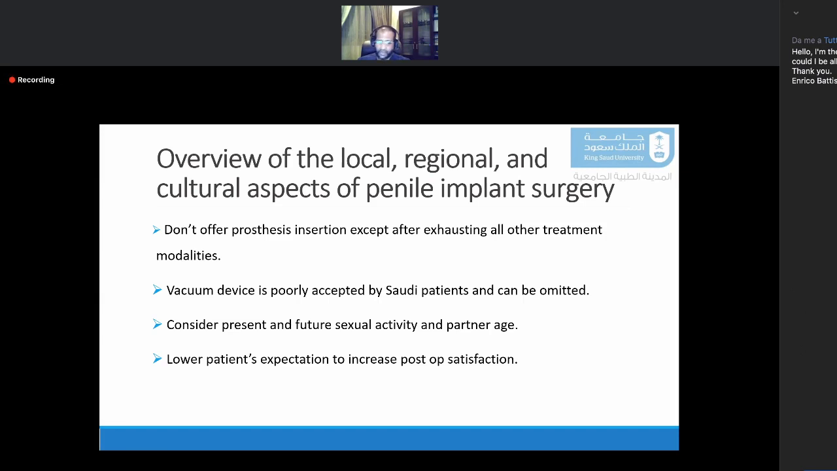So for this, as with any patients undergoing penile prosthesis counseling, please do not offer prosthesis insertion except after exhausting all other treatment modalities.